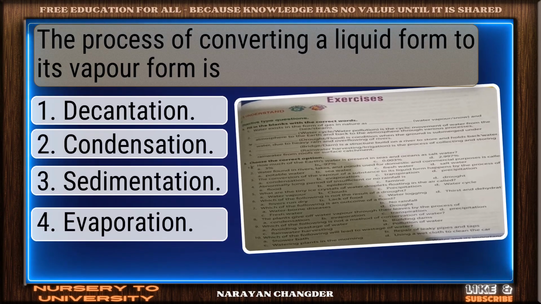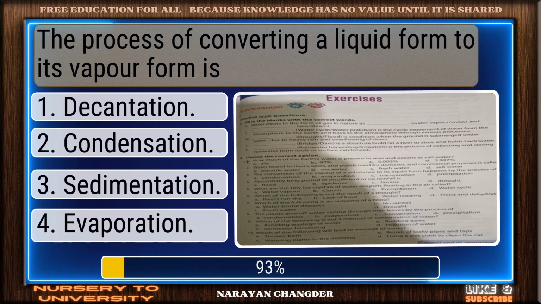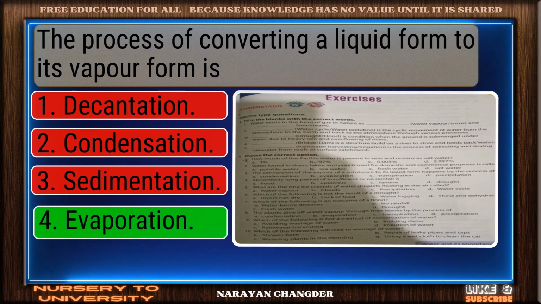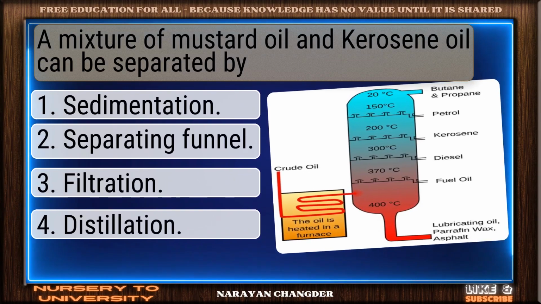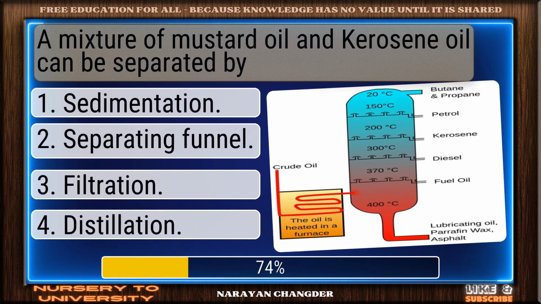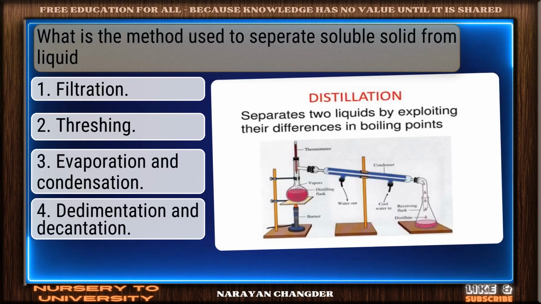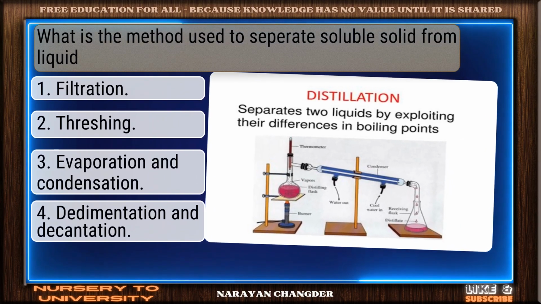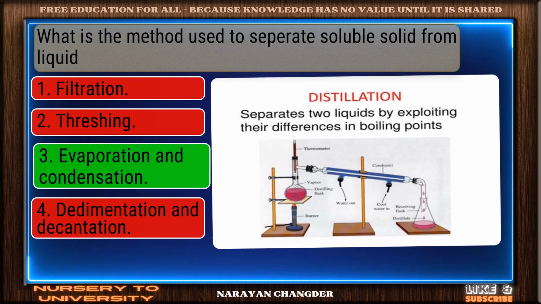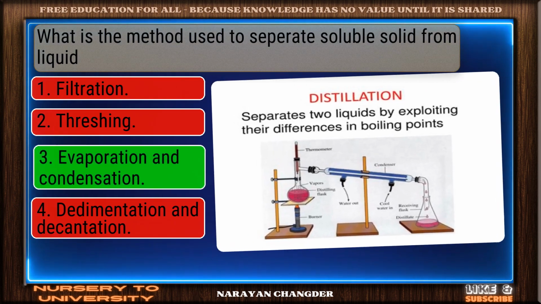The process of converting a liquid form to its vapor form is. Nice selection. Evaporation is the correct and valid answer. A mixture of mustard oil and kerosene oil can be separated by. Smart move. Separating funnel is an accurate answer. What is the method used to separate soluble solid from liquid? Good job. Your answer evaporation and condensation works well here.